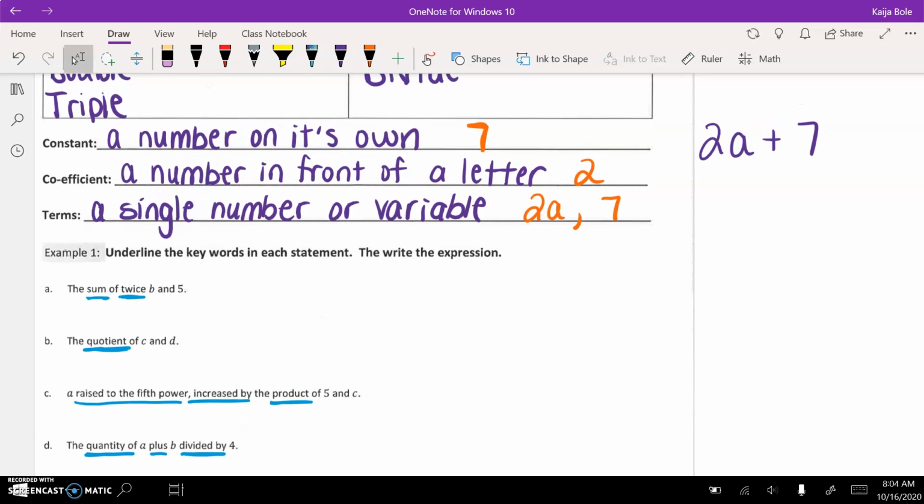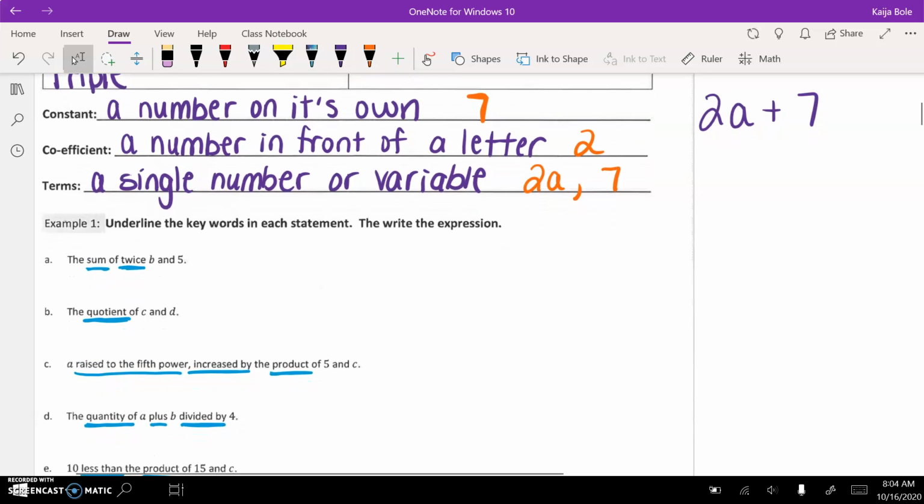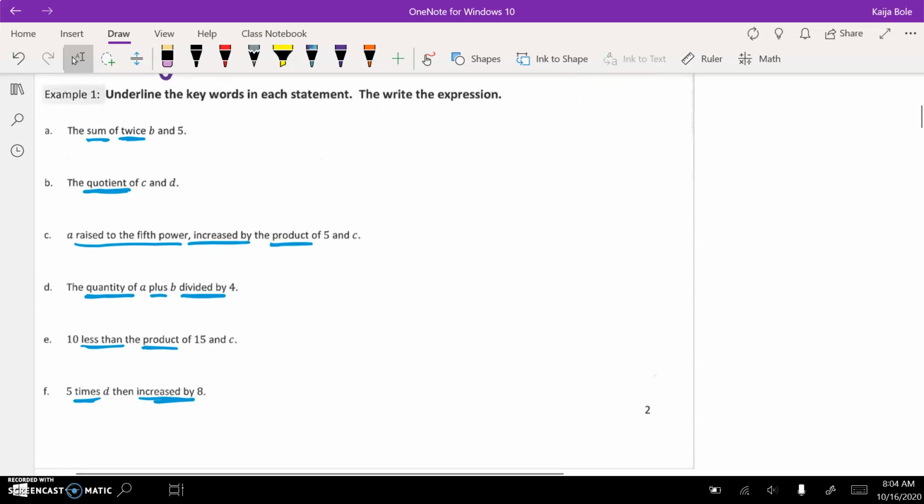Okay? So now that we've gone over some of those definitions, we're going to actually take these sentences and write them into expressions. So the sum of, so sum means plus, we're going to put a plus sign, twice b and 5. Whenever you see the word and, some people like to draw a line because that kind of splits it up.